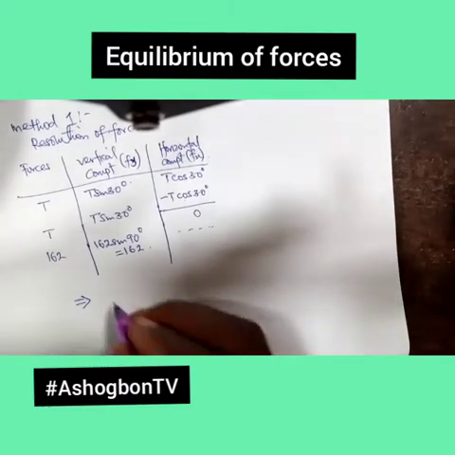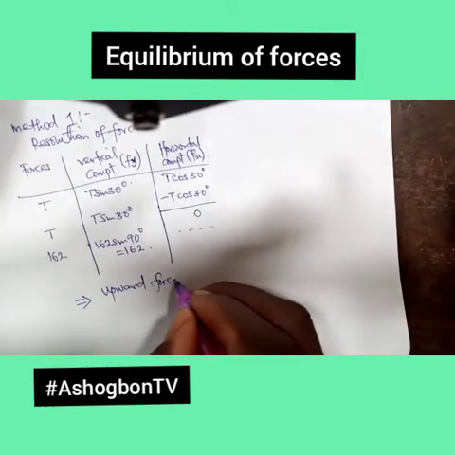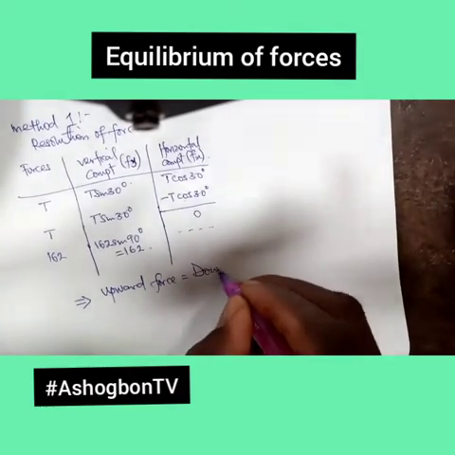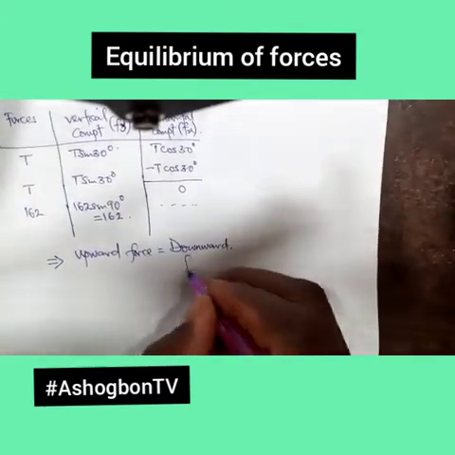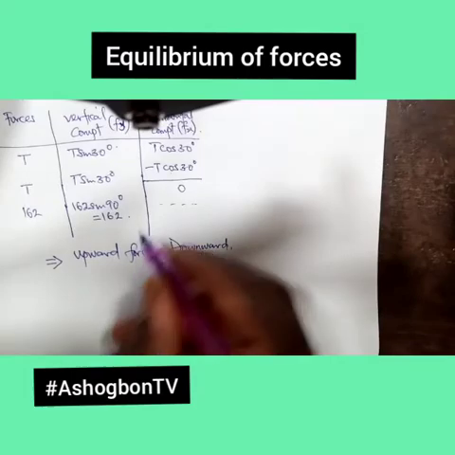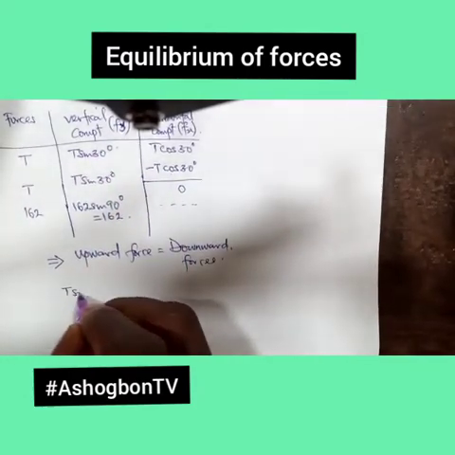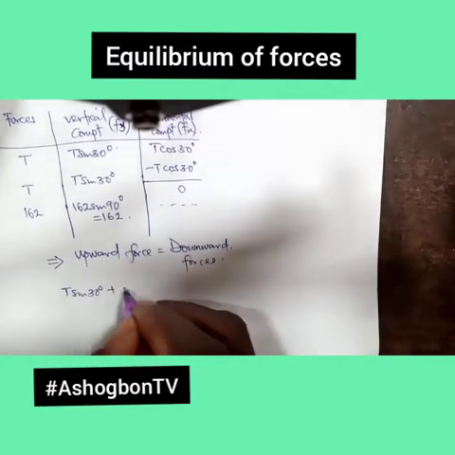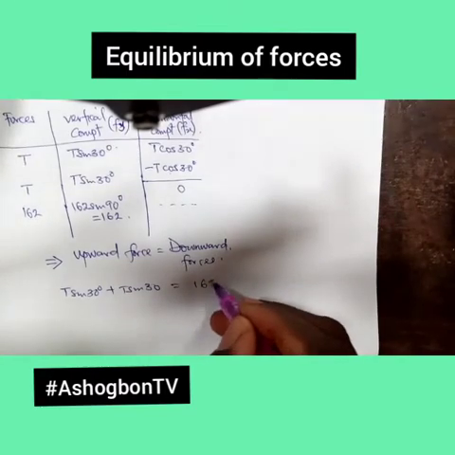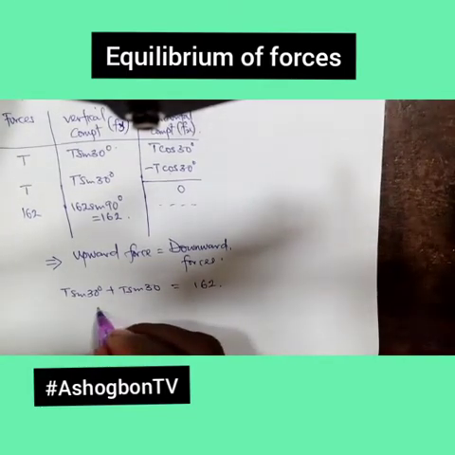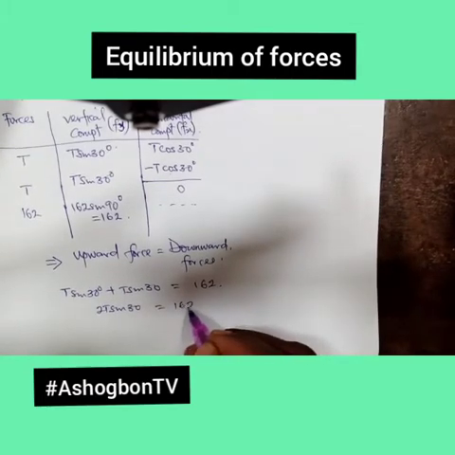So upward forces, let's have it that way, upward forces equals the downward forces. If you do that, upward forces will be your T sine 30. So that means I have T sine 30 degrees plus T sine 30 degrees, and that will be equal to 162. You may want to add that. Yes, that will be 2T sine 30 degrees equal to 162.